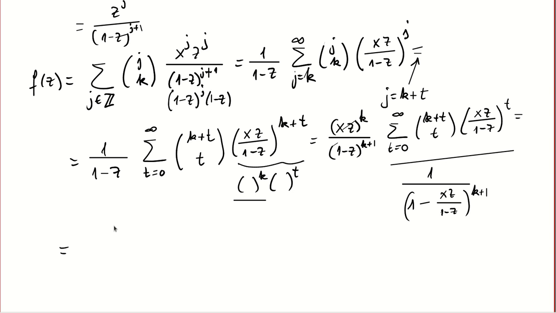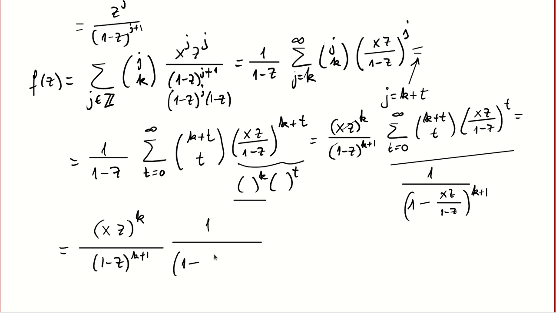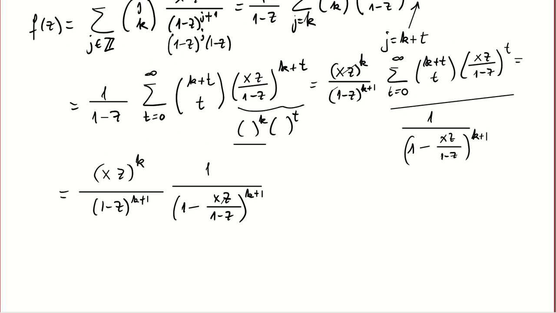So we have x z to the power k, and we have here 1 minus z to the power k plus 1, right? And we also have here 1 minus x z, sorry, this is in the denominator, so it's 1 over 1 minus x z over 1 minus z to the power k plus 1. All right, but well, we can simplify this a little bit.